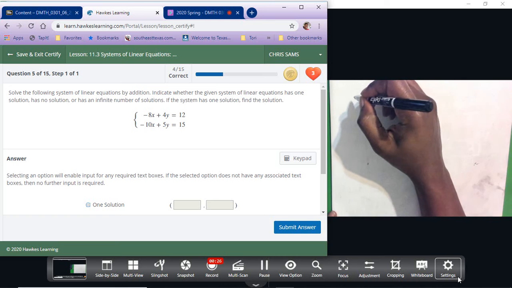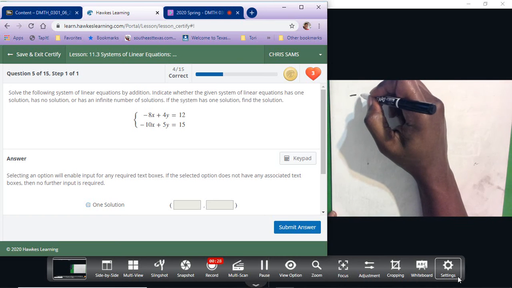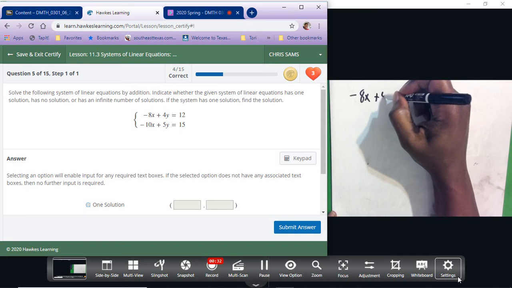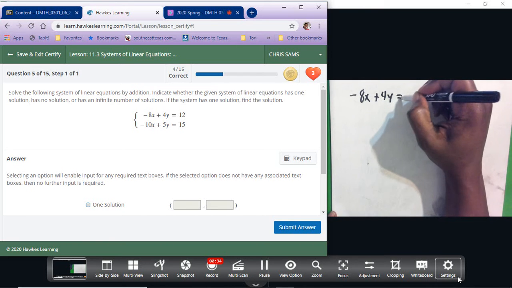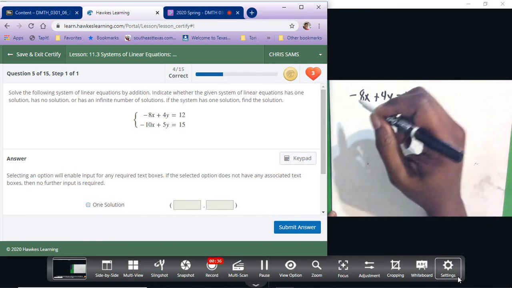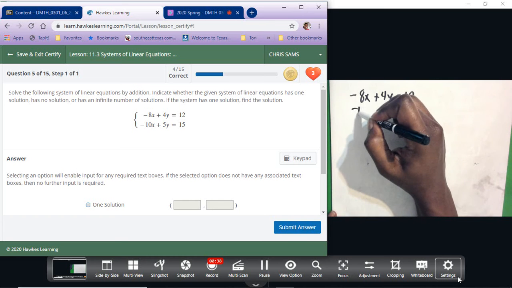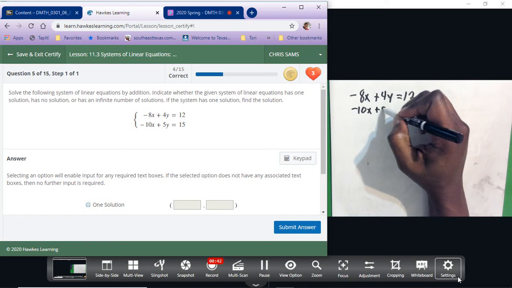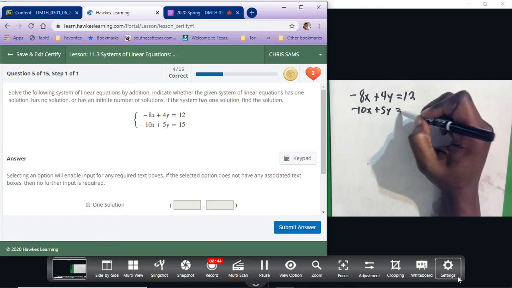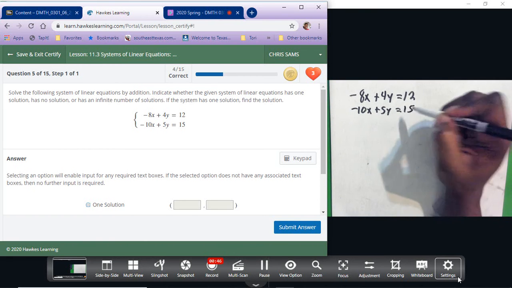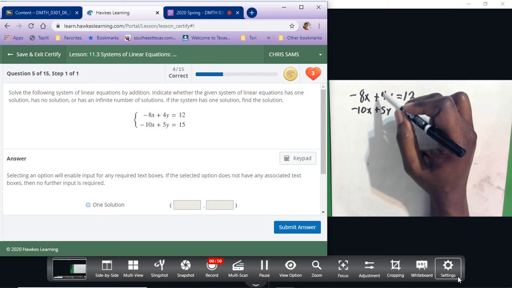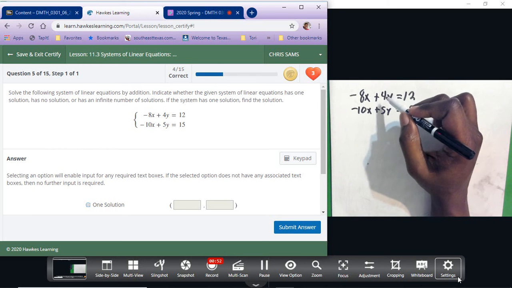We got negative 8x plus 4y equals 12, and then we have negative 10x plus 5y equals 15. Okay, so again, y has smaller numbers. I want to multiply these and eliminate y.